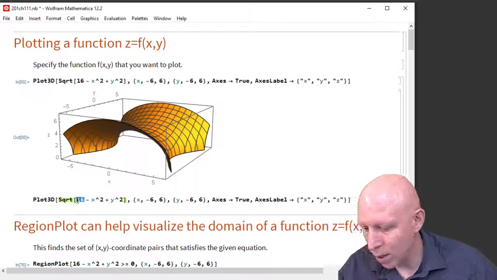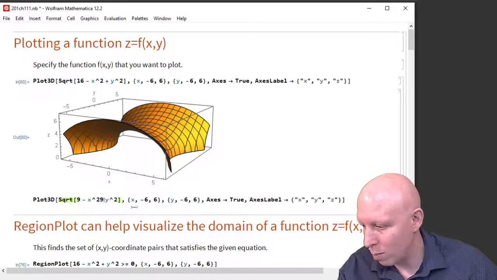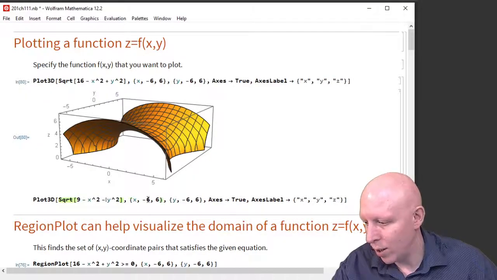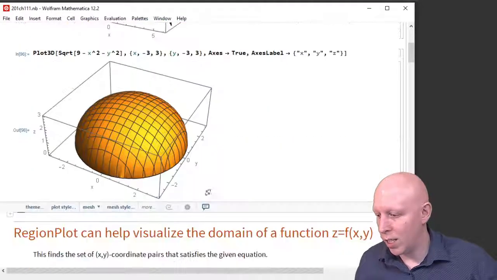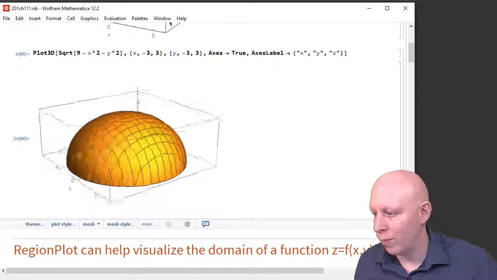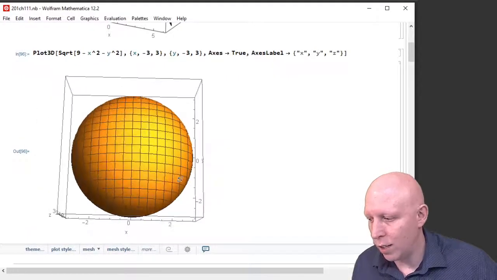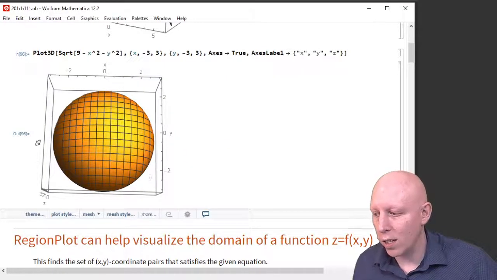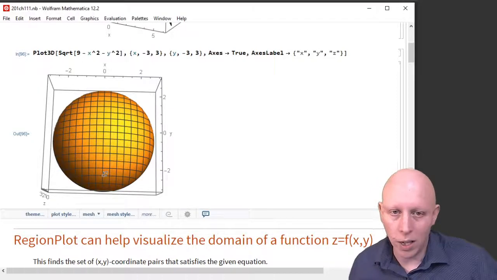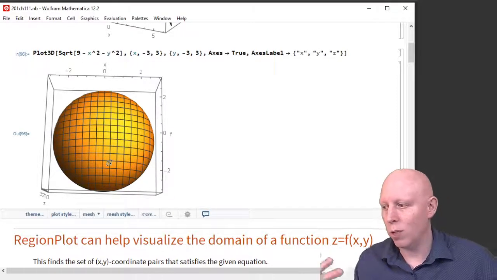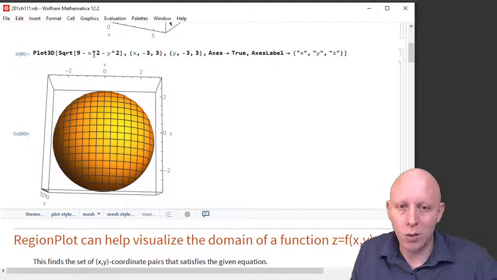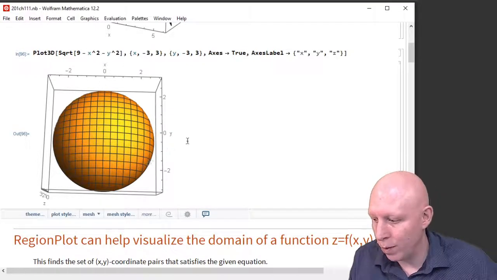Right, so if we wanted to plot the function that we've been talking about, the square root of 9 minus x squared minus y squared, and we know we really only have to consider from -3 to 3 for x and y, then we can see that's the top half of the sphere. And the function's not defined outside because if you were to plug in some larger value, the square root of that would be a square root of a negative number.